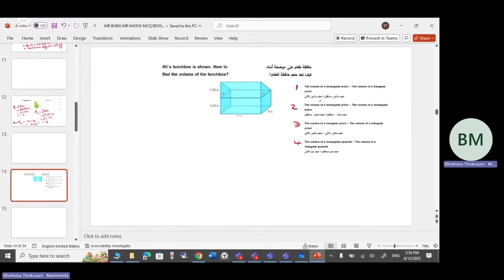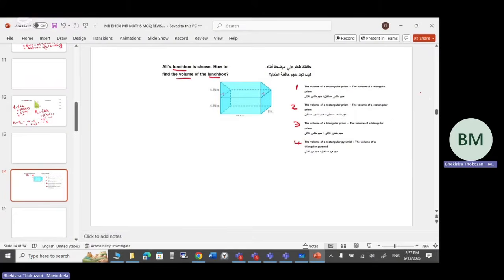Right. Now, it says here, Ali's lunchbox shown. And then the question is how to find the volume of a lunchbox. How to find the volume of a lunchbox. Now, in this question, they're not asking us to solve this question, which is very good. They just want to know how can we then find the volume here.